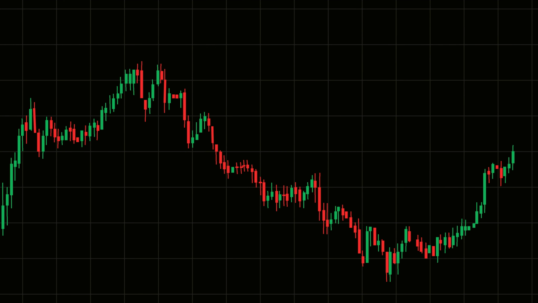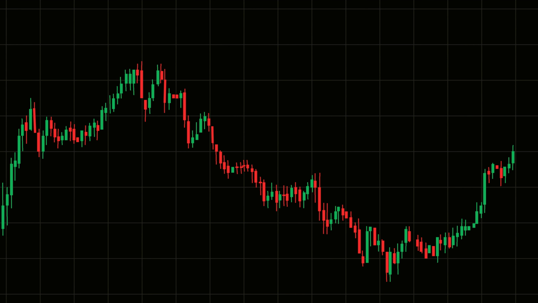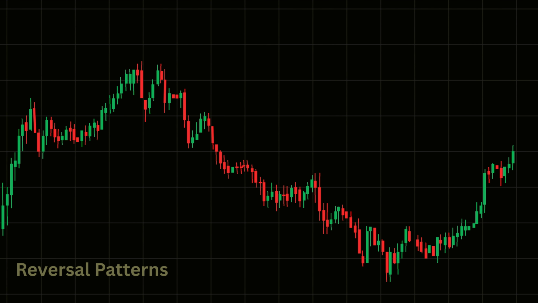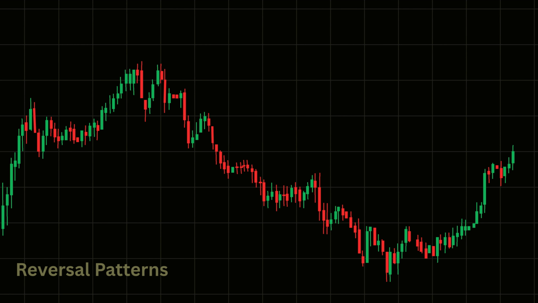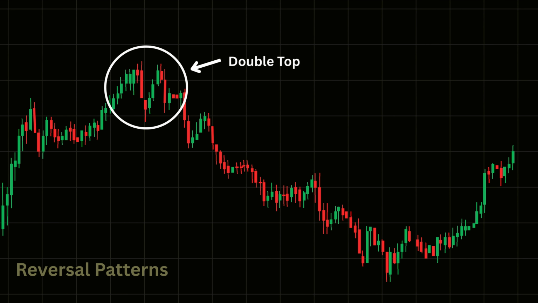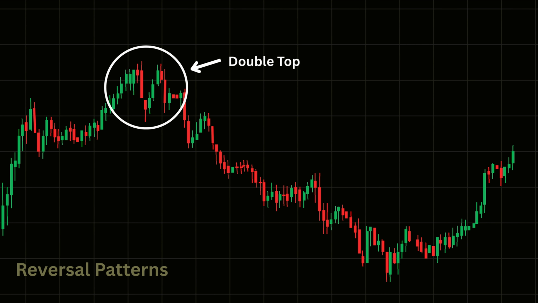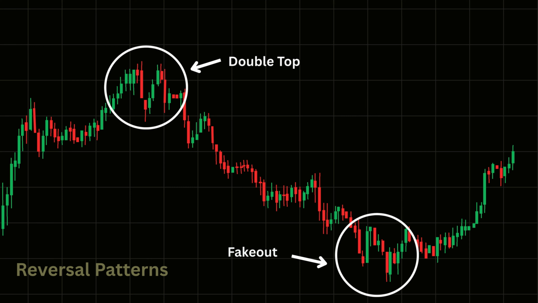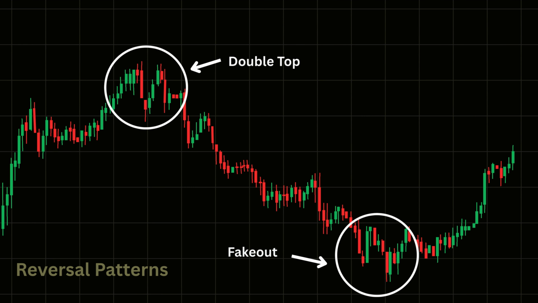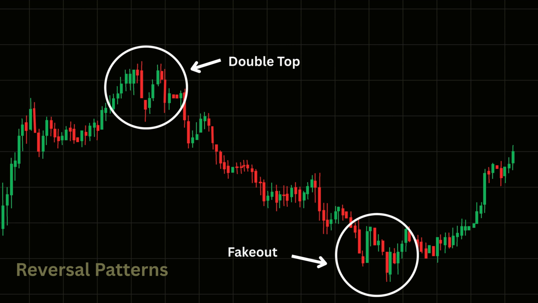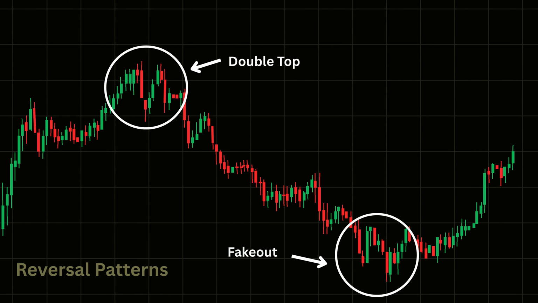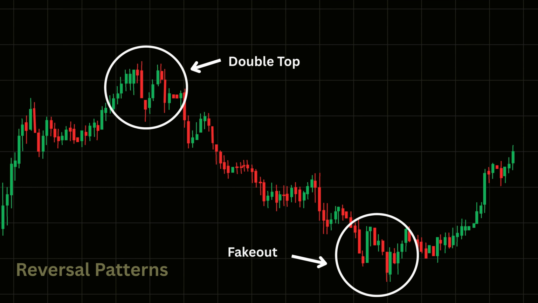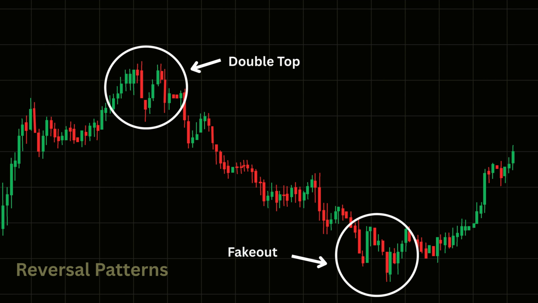The second structural element to keep in mind is the presence of reversal patterns. These are specific chart formations that signal a potential shift in market direction. When a reversal pattern appears in an uptrend, it typically indicates that bullish momentum is weakening and sellers may be gaining control. The same logic applies during a downtrend. Popular reversal patterns we watch for include the double top, double bottom, and fake outs. When any of these patterns form, we approach continuation setups with increased caution because they may signal a trend reversal rather than a pullback.